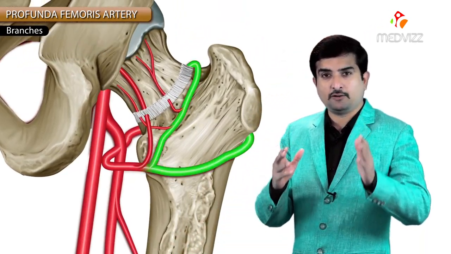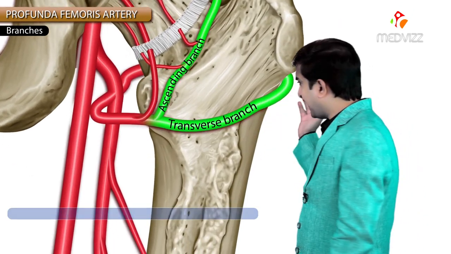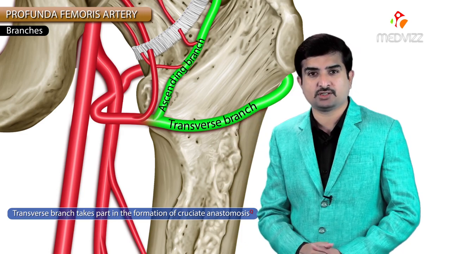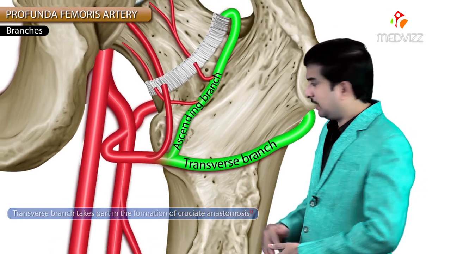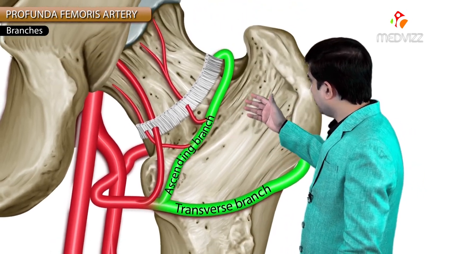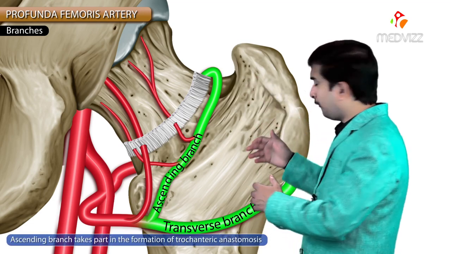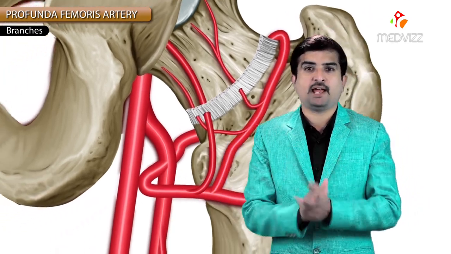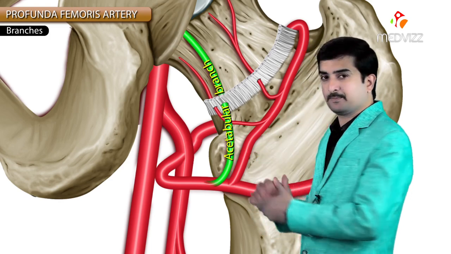Here it gives off transverse as well as ascending branches. The transverse branch takes part in the formation of the cruciate anastomosis, and this is a very important MCQ point for you to remember. And if you see, the ascending branch passes to the trochanteric fossa, and it takes part in the formation of the trochanteric anastomosis. Next, an important branch of the medial circumflex femoral artery is called the acetabular branch.